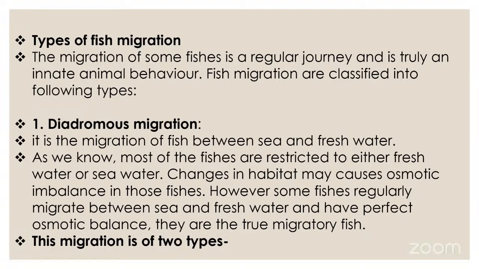It means when fish are moving from one place to another, there can be an imbalance in their body temperature, or the osmotic imbalance, as it is called. But some fish, even though they move from one place to another, can maintain proper balance. So these are considered the true migratory fish. Now, this migration is of two types.